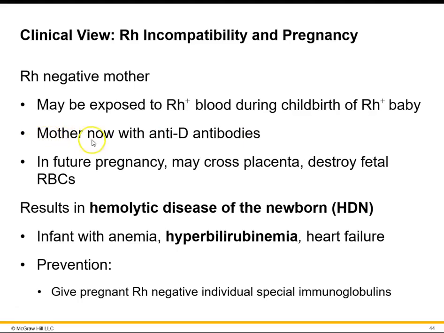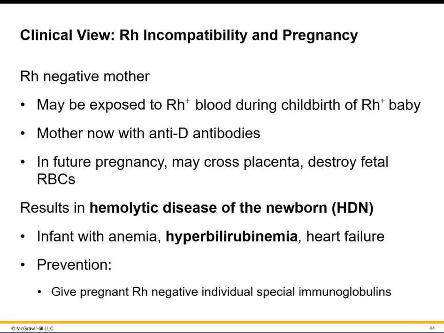This is not a problem for the first pregnancy. The first pregnancy, baby does just fine. What it's a problem for is future pregnancies. So if an Rh negative mom, O negative mom, has another baby who is Rh positive, her antibodies may cross the placenta and destroy the baby's red blood cells. And this is called hemolytic disease of the newborn.